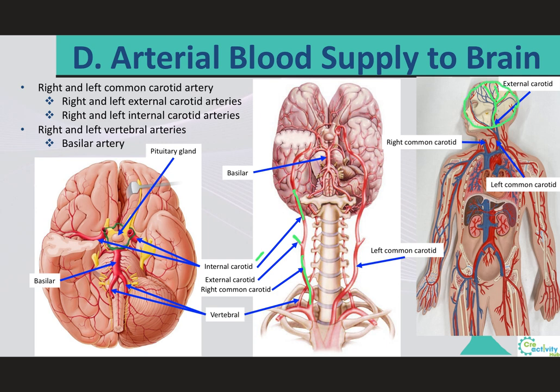Now the internal carotid arteries, we can't really see them on this image because they go inside of the brain and they will supply the arteries of the interior half of the cerebrum, as we can see right over here on the base of the brain.